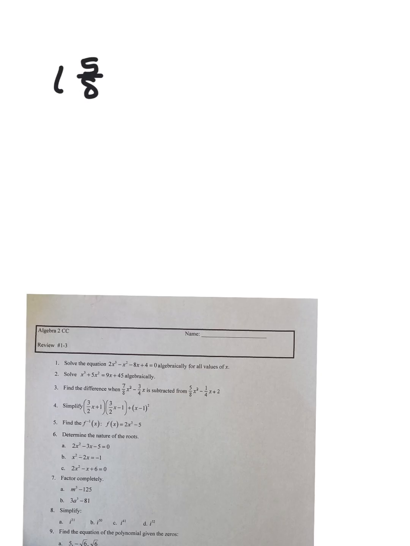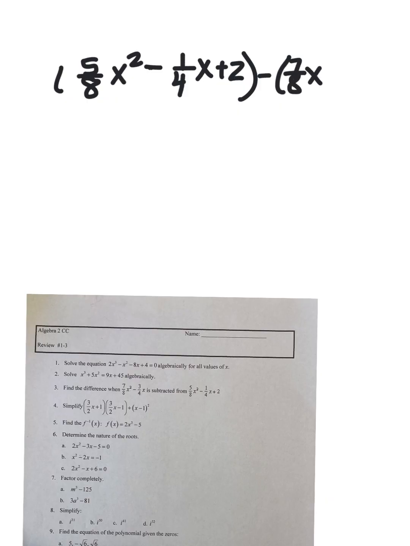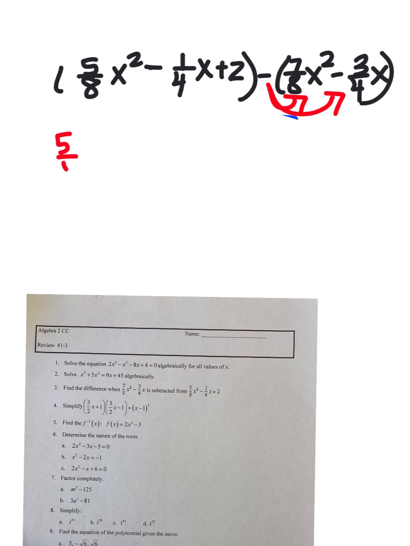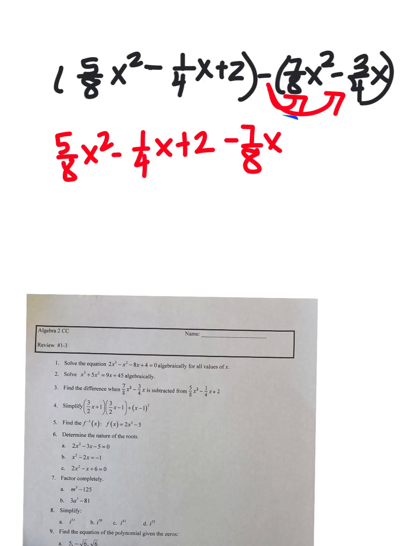So it's 5/8 x squared minus 1/4 x plus 2 minus 7/8 x squared minus 3/4 x. All right, so the reason why we have to set up in parentheses is so that we do distribute this negative. So we have 5/8 x squared minus 1/4 x plus 2 minus 7/8 x squared. So I'm distributing the negative plus 3/4 x.